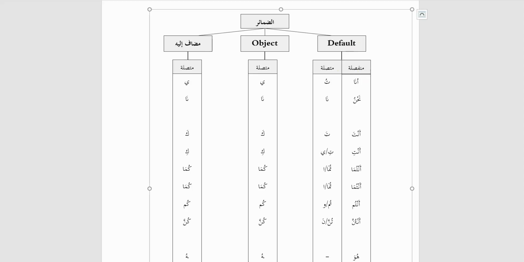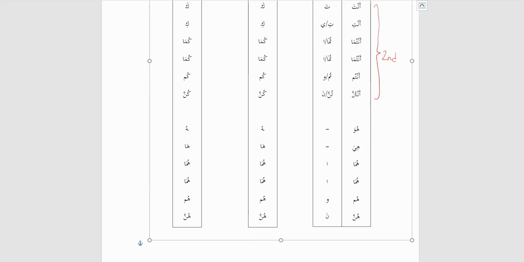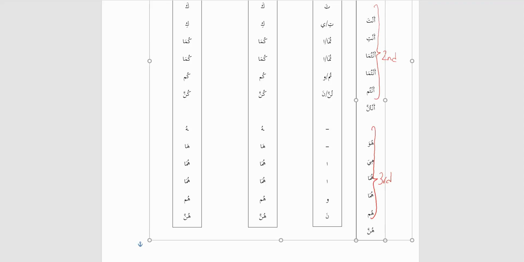Now, let's first go over what all the pronouns in the Arabic language are. How we do this is we say that this first category right here is going to be first person. This here is second person. And in the bottom here, this is going to be third person. So let's go back up, if it allows me.